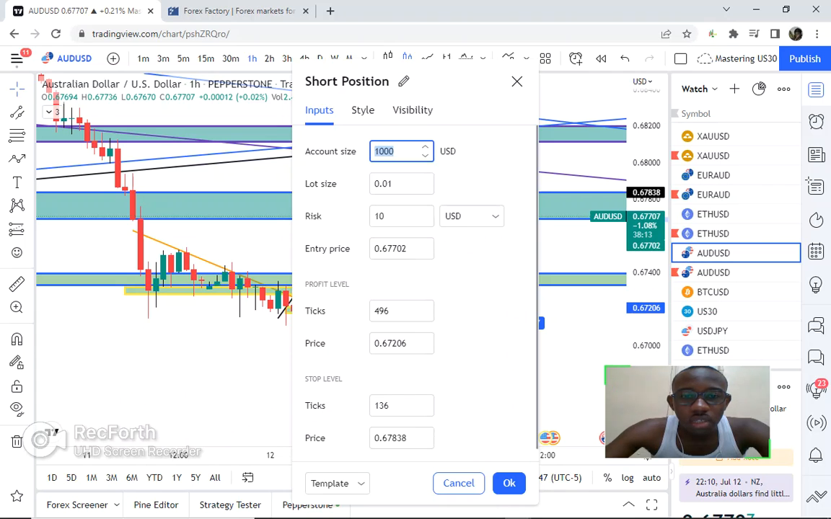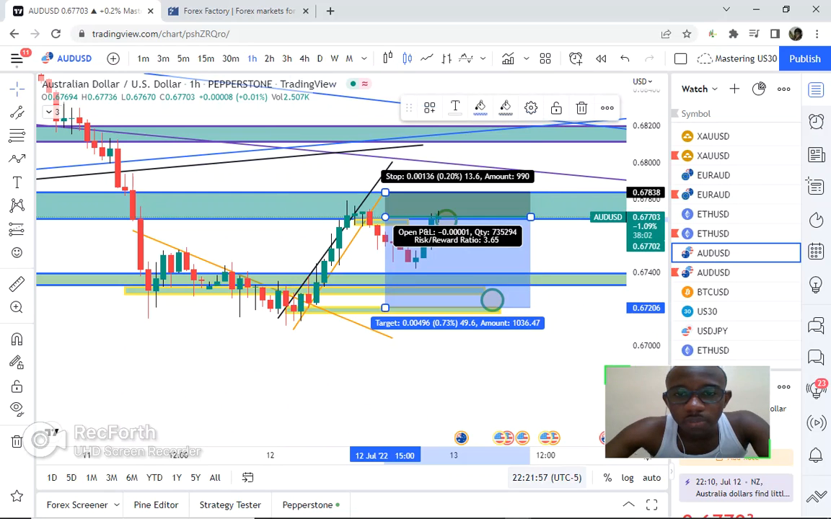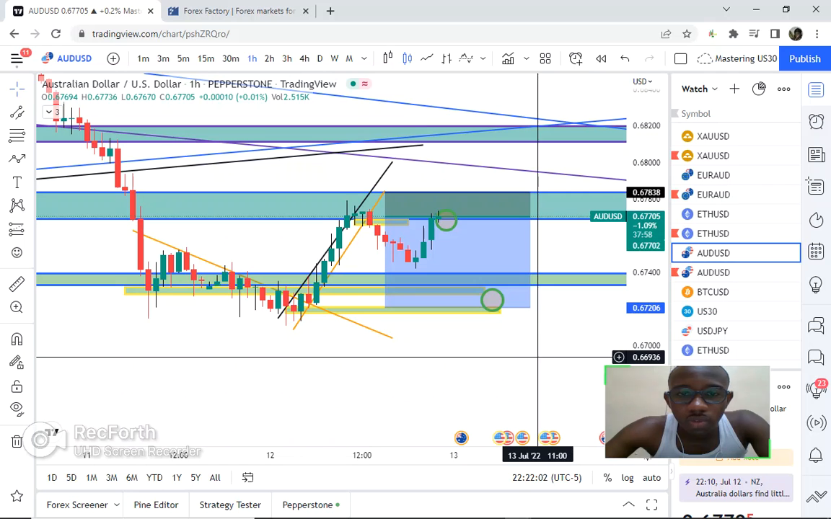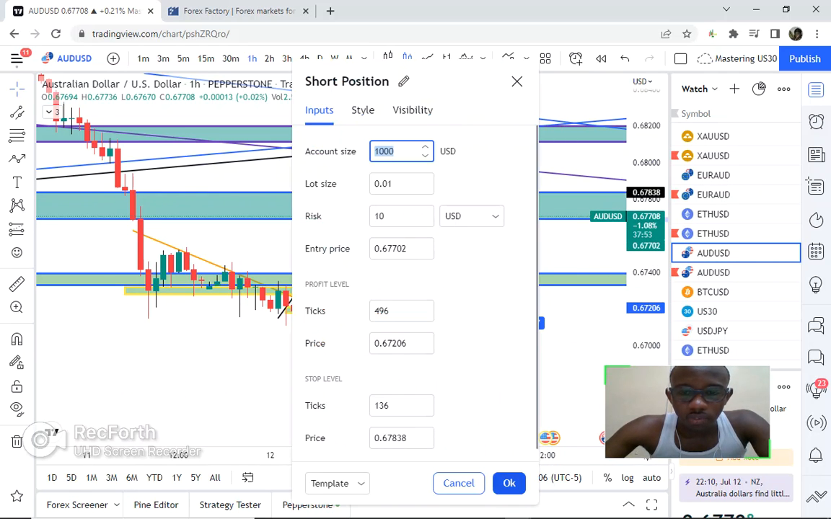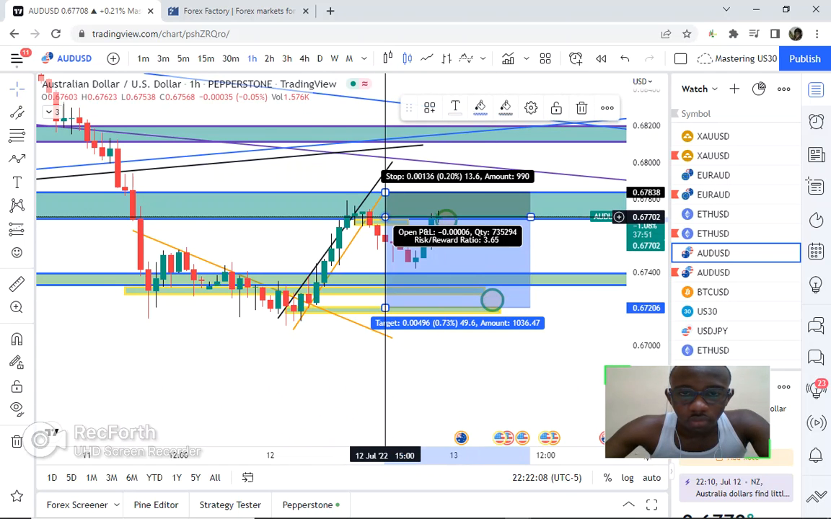My entry point is 0.67702 and the take profit level is 0.67206, approximately 50 pips. So let me just scoot this over here. 7702.